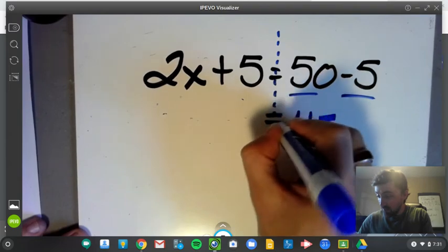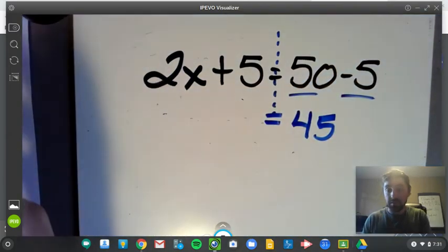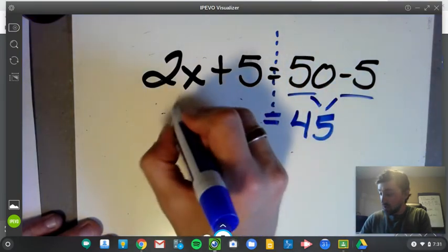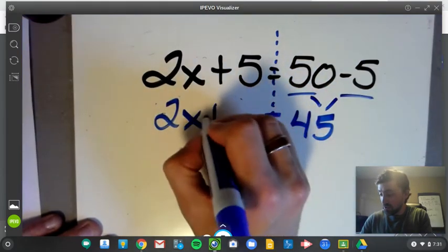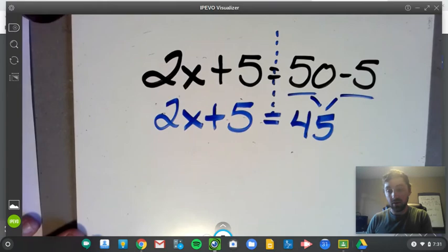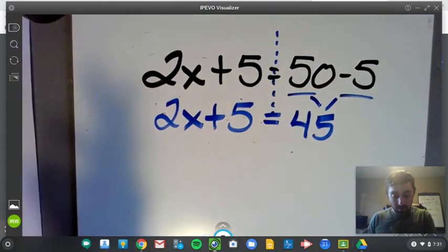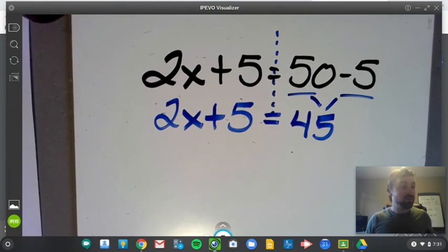Now, I said bring everything down, so now we have to reset the equation. 50 minus 5 gives us 45. And now our equation is 2x plus 5 equals 45. Still means the same thing, it's just simplified. Number 3, locate the term with the variable in it.